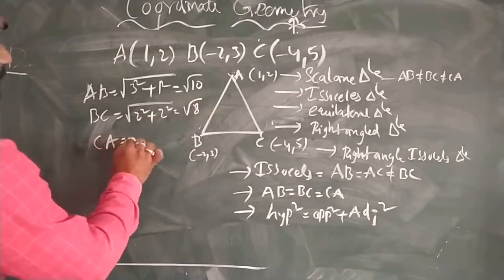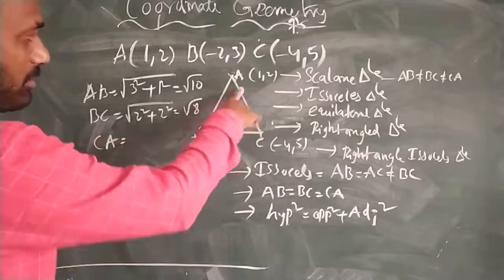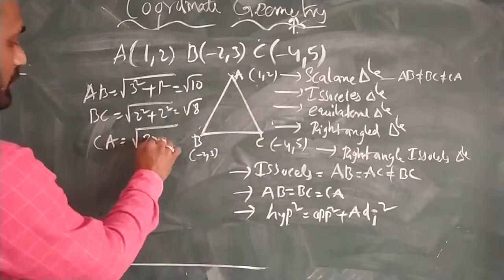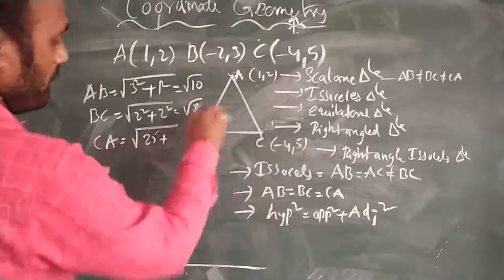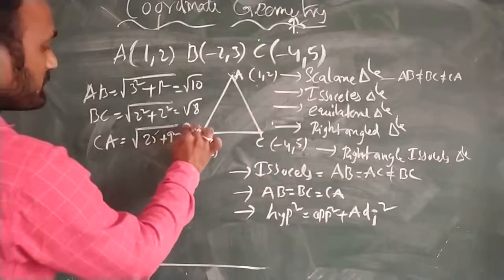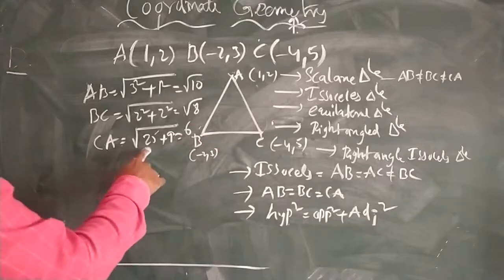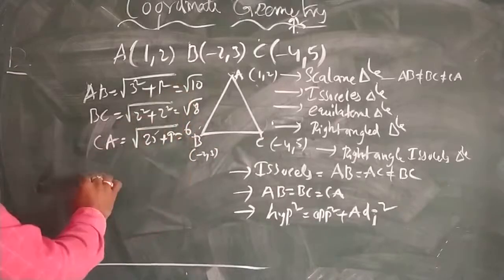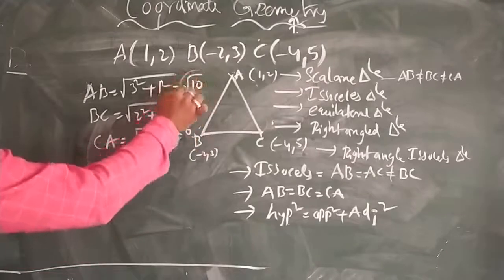And CA: minus 4 minus 1 is minus 5, which squared is 25, plus 5 minus 2 is 3, which squared is 9. So 25 plus 9 is 34. Root 36 we are getting, so I am writing it as a normal 6. So here the highest number is root 10.